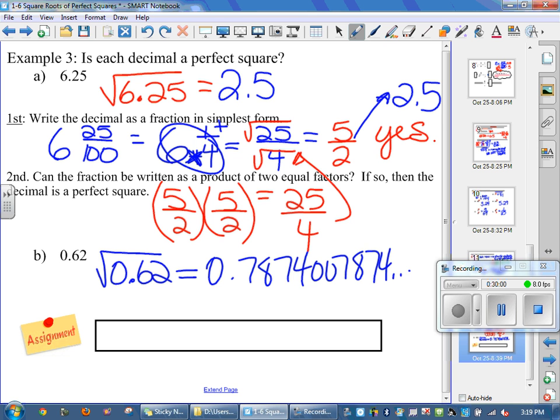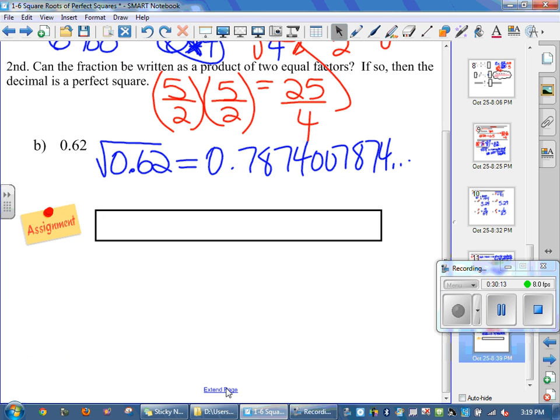Let's check this out as a fraction. So when I do check my fractions, this would give me 62 over 100. 62 over 100 reduces, but it reduces to 31 over 50. And neither of those can be reduced as a perfect square. They will each give me run-on decimals. So no, this is not a perfect square.